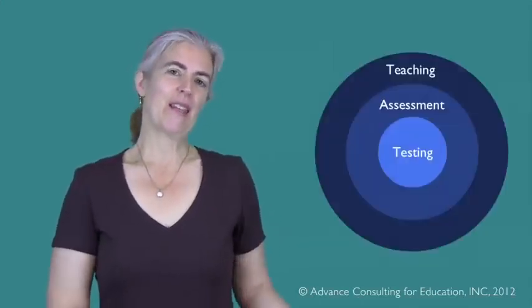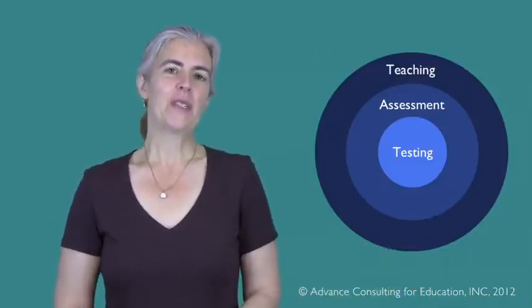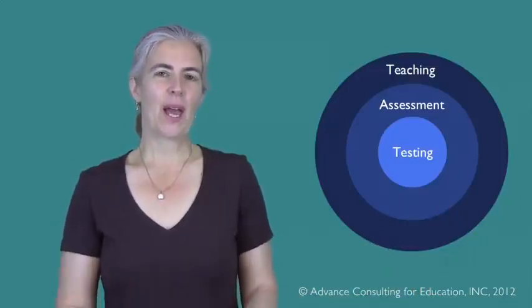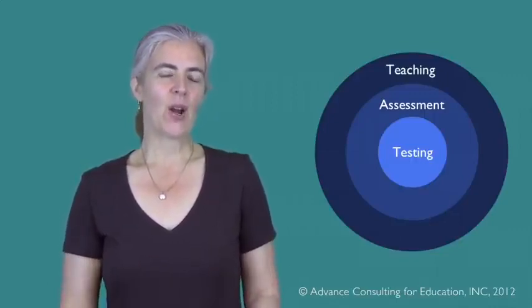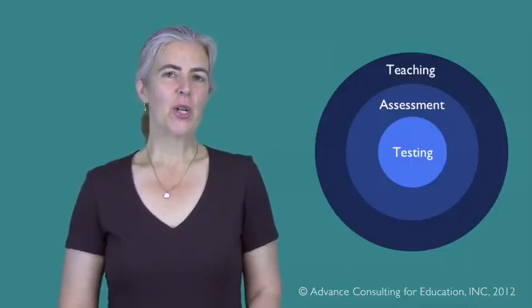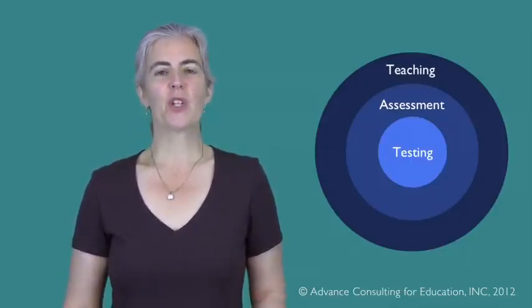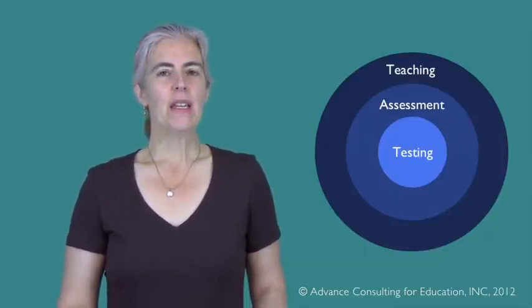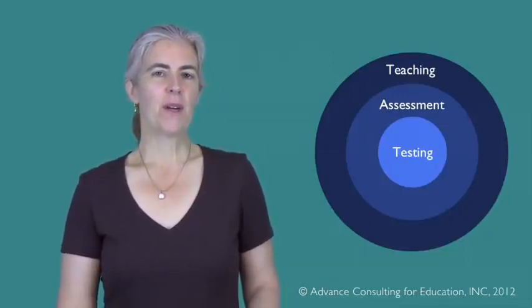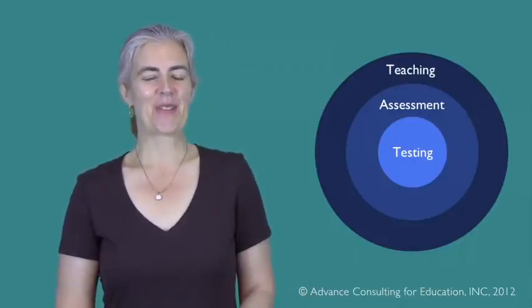So if you take a look at the slide or the presentation here on the side, you can see that there's a bullseye. It looks a bit like a target. The widest ring there is teaching, and that should encompass the most of what teachers do, where they actually present information and provide feedback and support for their students. The inner two rings, the middle one is assessment, and the very middle one, or the bullseye, is the testing.